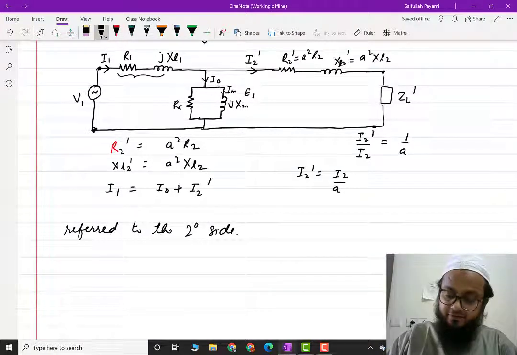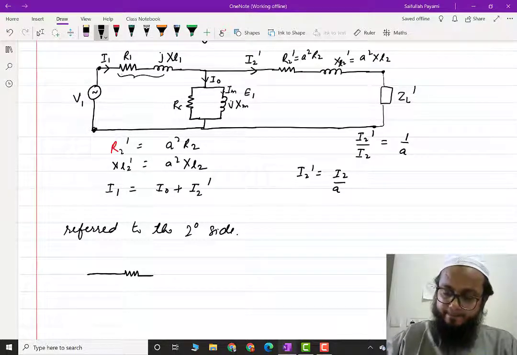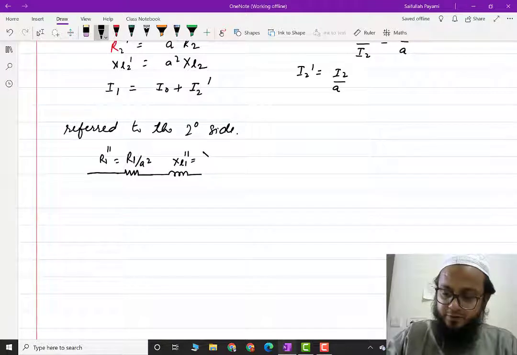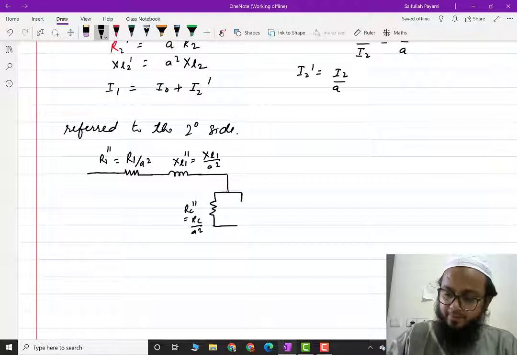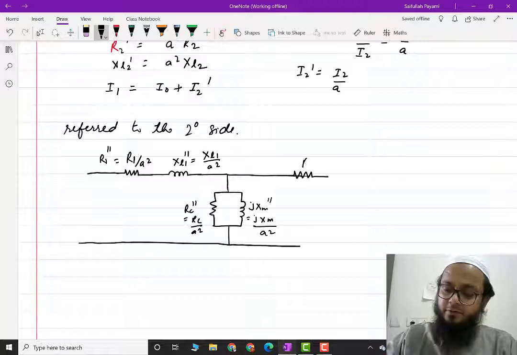So in this we can have R1 by A square, this is R1 double dash, XL1 double dash would be XL1 upon A square, RC double dash would be equal to RC by A square, and jXM double dash would be jXM upon A square, and then you have the R2 and jXL2.